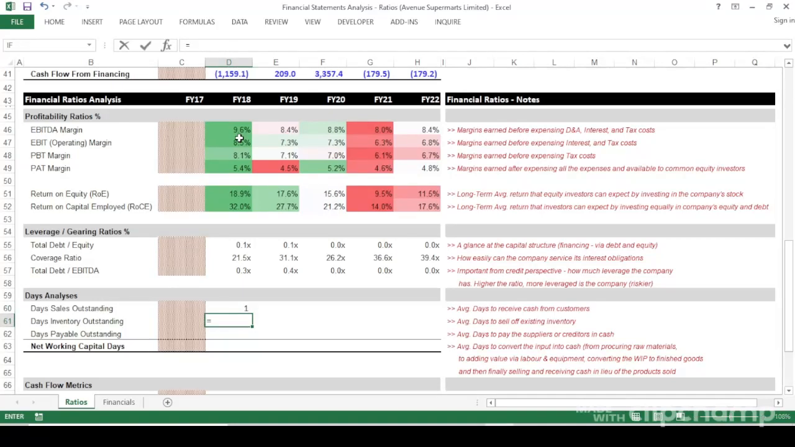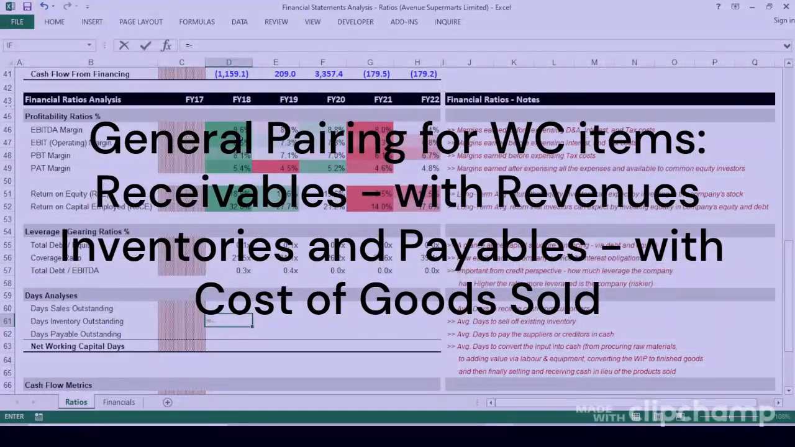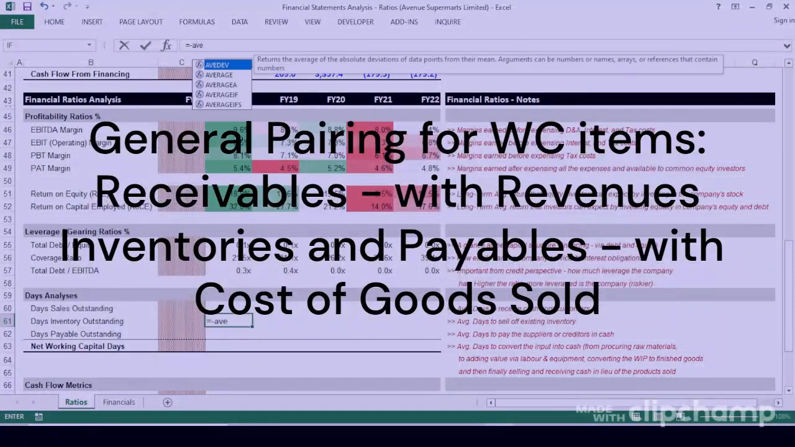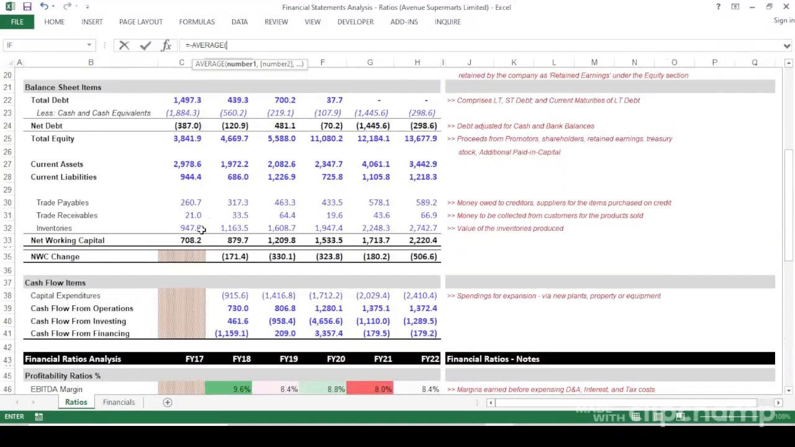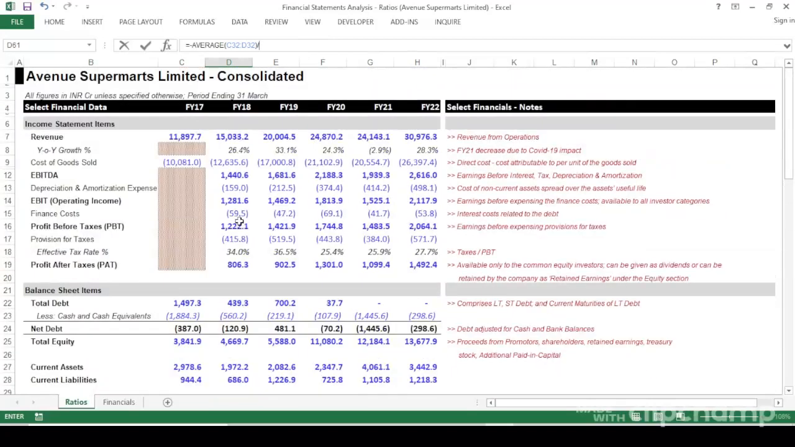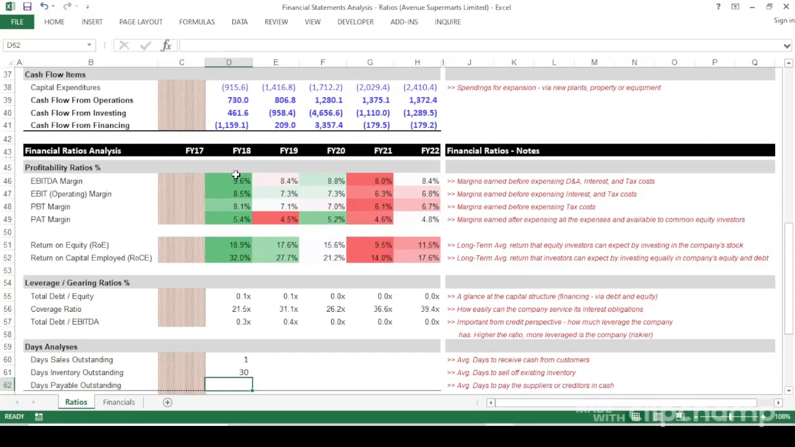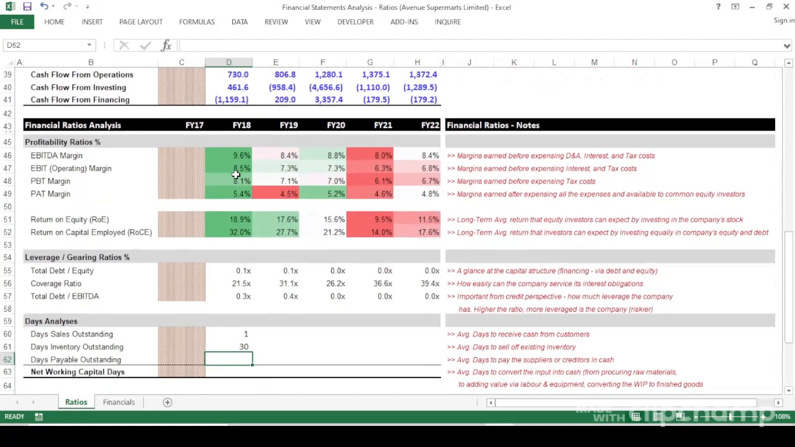Now for inventories, I'll put a negative sign first of all because I'll have to relate it to the cost of goods sold. Now for days inventory outstanding, I'll put average, and then I'll go to the inventories. I'll take the average, then divide it by the cost of goods sold, and then I'll multiply it by 360. So this is giving me 30 days.